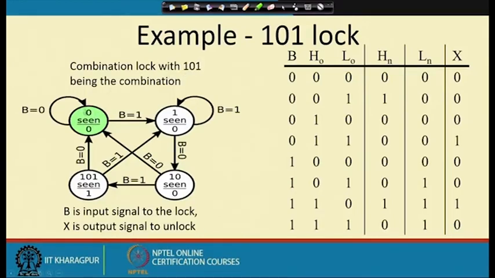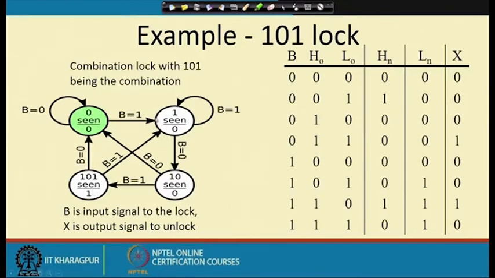So, it starts in a state where we have seen only a 0. Now, if b equal to 0, so this is the start state. As long as we see b equal to 0, we have seen a 0. If b equal to 1, it comes to a state which we call 1 seen and the output is 0. Then if b equal to 0, it comes to the state 10 seen and the output is 0, and b equal to 1, it is 101 seen and this output becomes equal to 1.